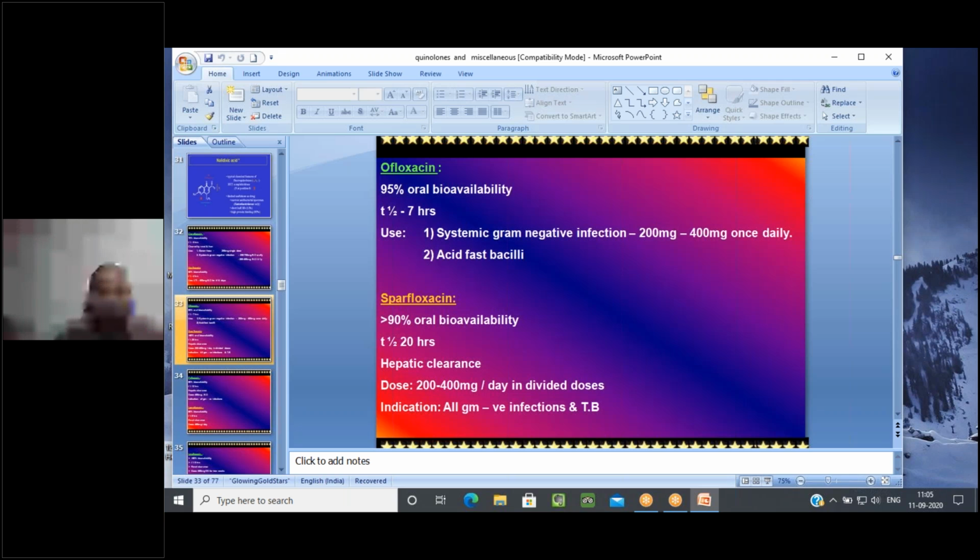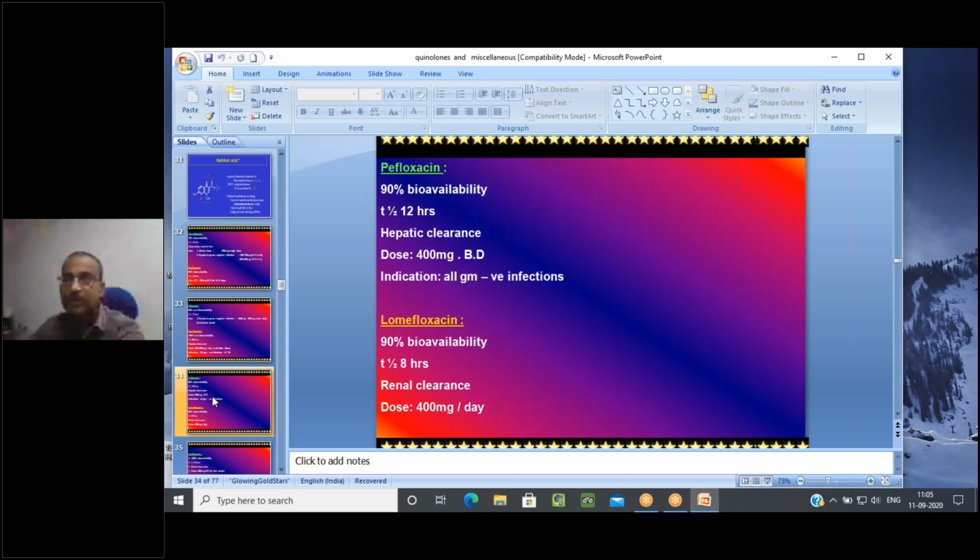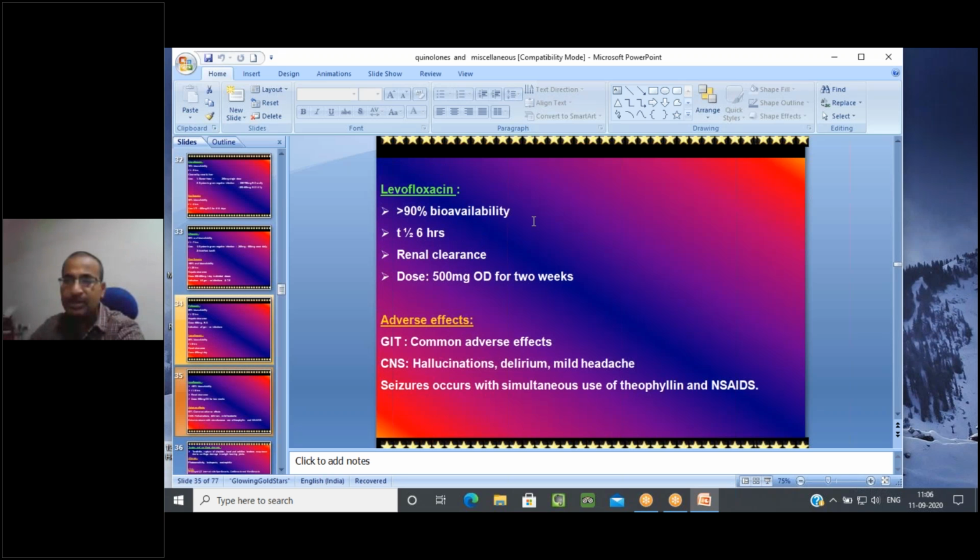Almost the same. So bioavailability 90%, and half-life 8 hours. Mainly here, in contrast to the previous two drugs, it's renal clearance. So at this dose, 400 milligrams per day.